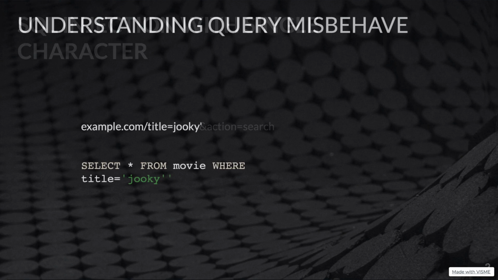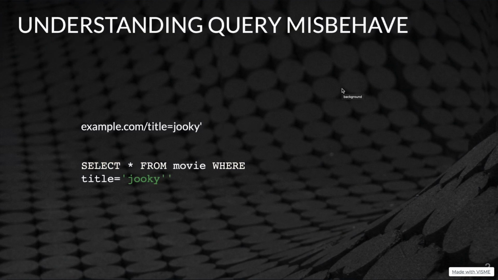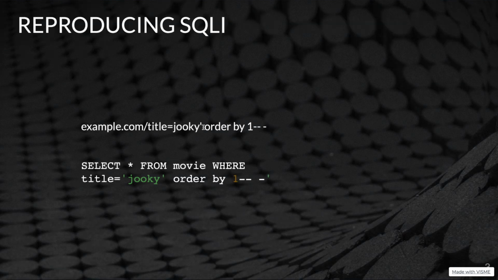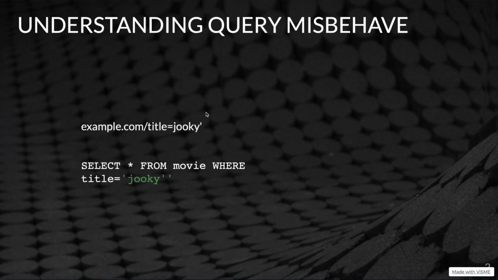So how is it going to work? Let me explain. How can the query be, and in what situation? Let me try to explain. So now you can see here we have example slash title which is equal to jockey with a quote. If I put a single character, you can see here this is the single character. If I put this, how is it going to work? What will be the query?